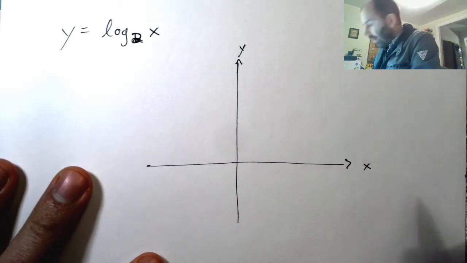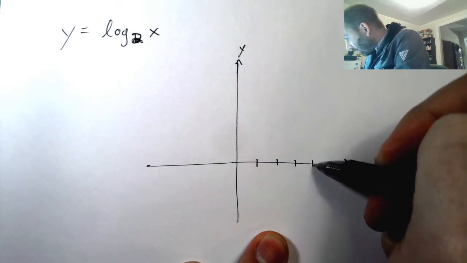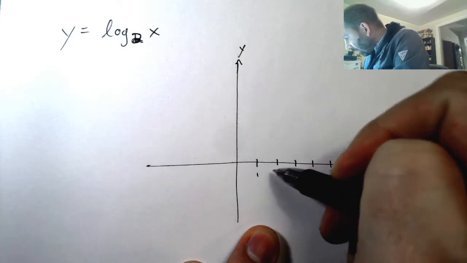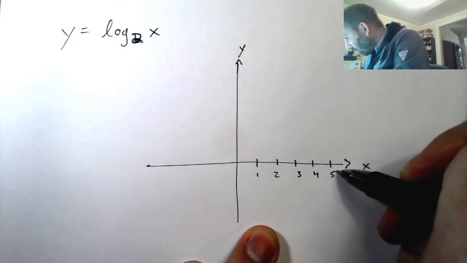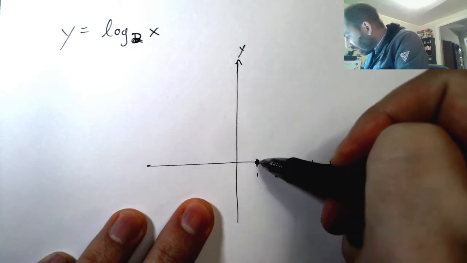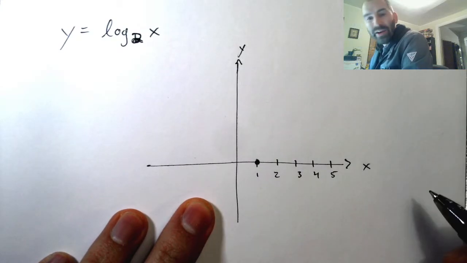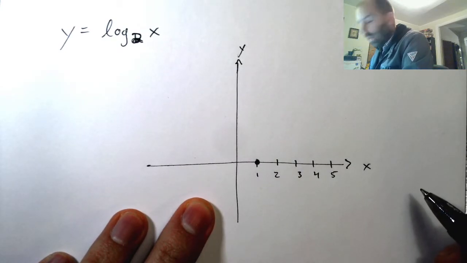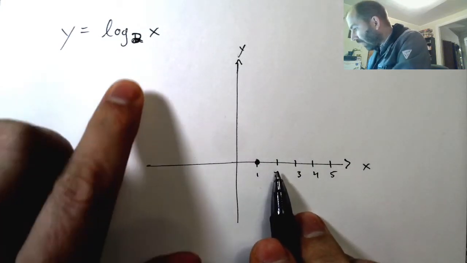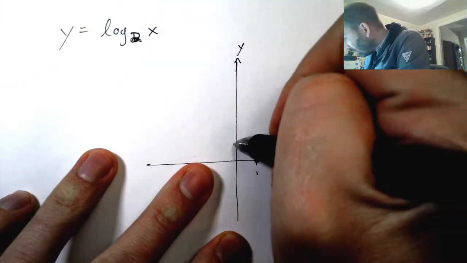Let's mark off some values here: 1, 2, 3, 4. And remember that (1, 0) is always an intercept, so there's our intercept right there. If I take 2 for x, what's log base 2 of 2? Well, that's the exponent on 2 that gives 2. Well, that's 1.